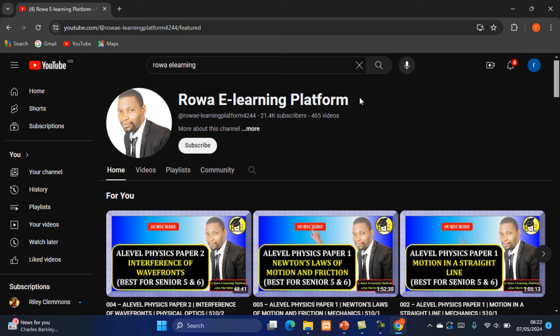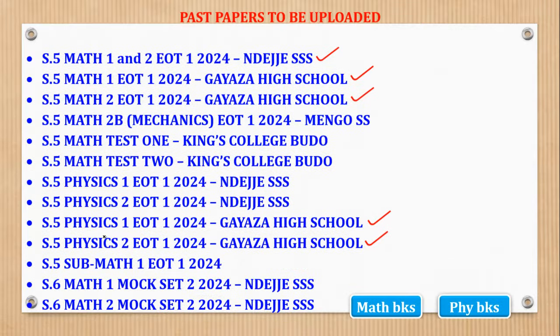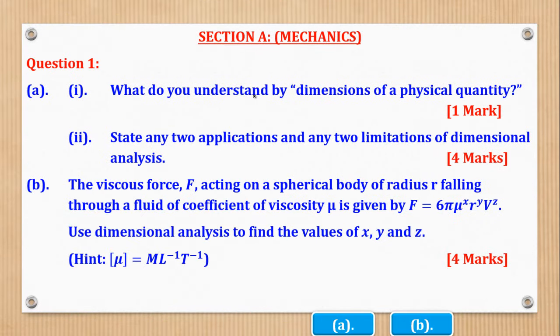And now we can go back to our solutions. So here there were two sections, section A for mechanics and section B for heat. So question 1, part A, Roman 1 says, what do you understand by dimensions of a physical quantity?